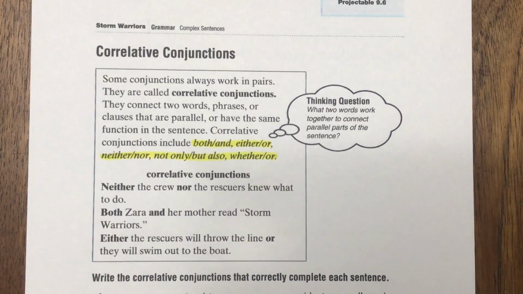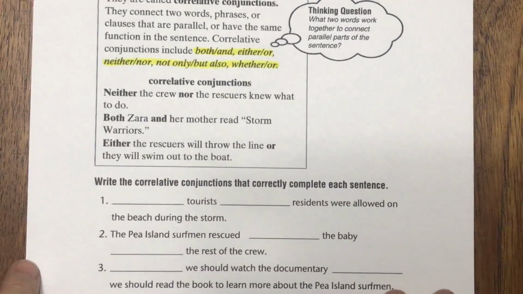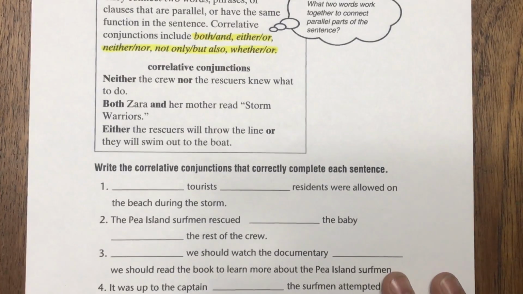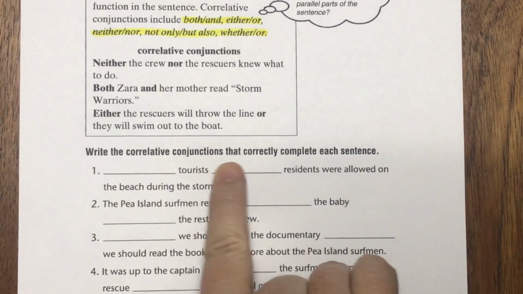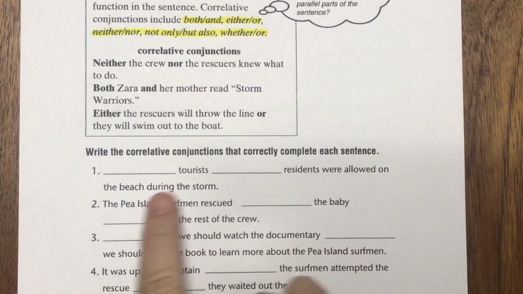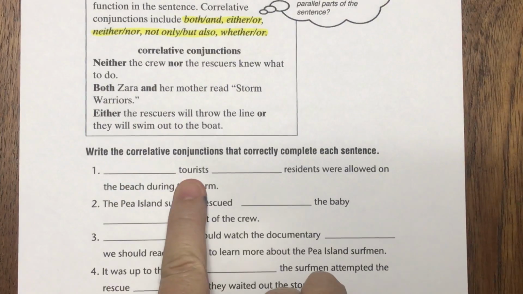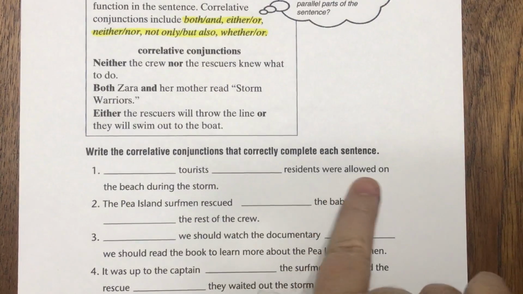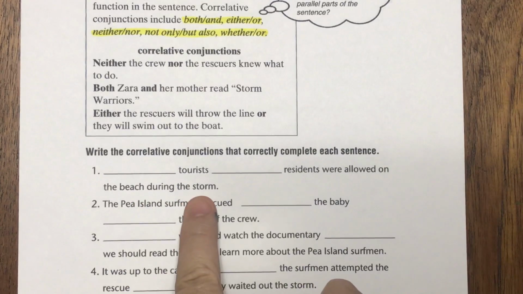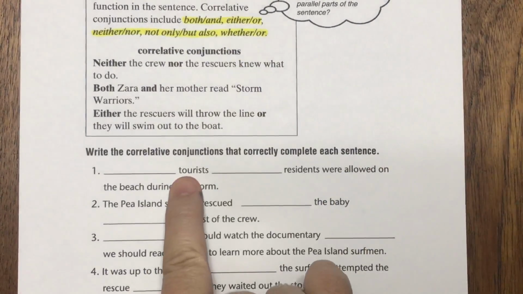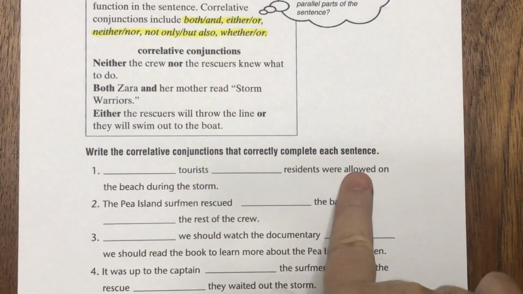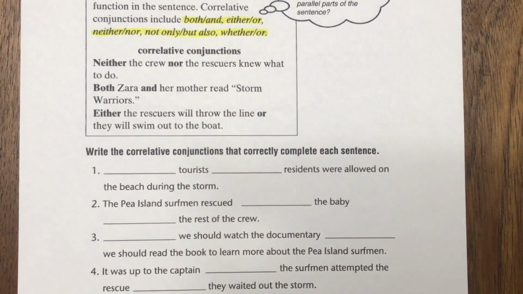When I look at these, I have to think about what the sentence is saying to try to figure out what to choose. So for example, let's look at this first one. It says, write the correlative conjunction that correctly completes each sentence. Blank tourists, blank residents were allowed on the beach during the storm. Okay, so let's think about what this sentence is saying. Both tourists and residents were allowed on the beach during the storm.